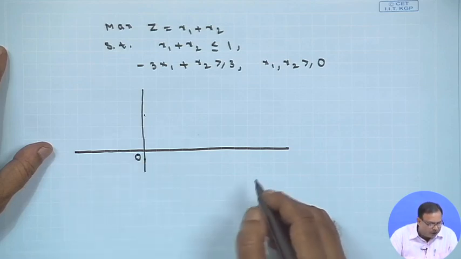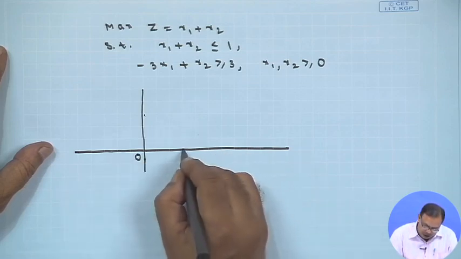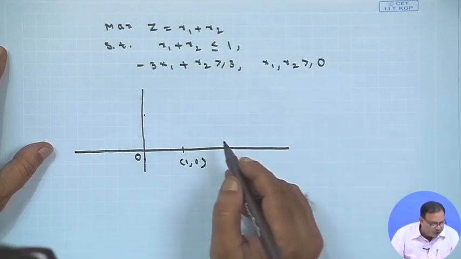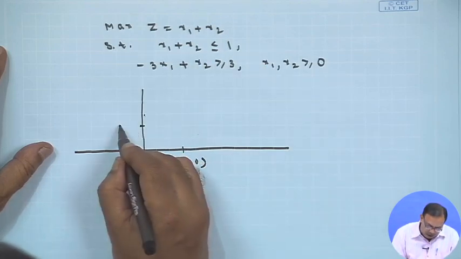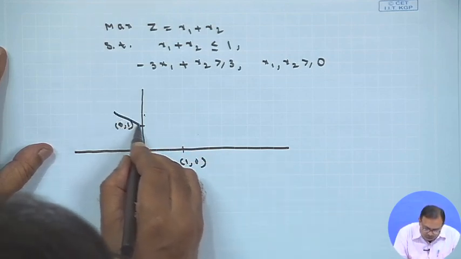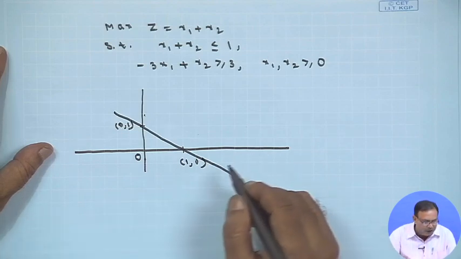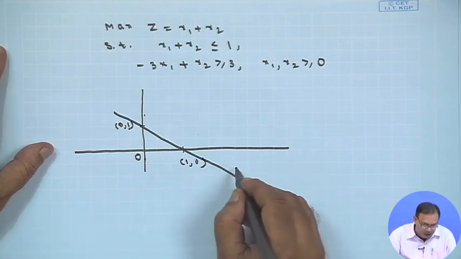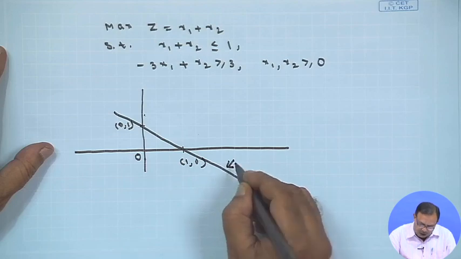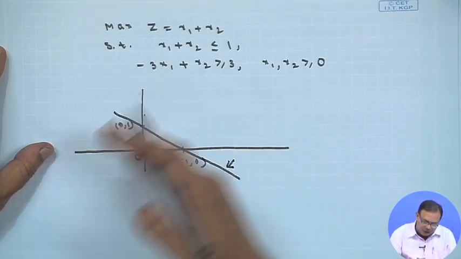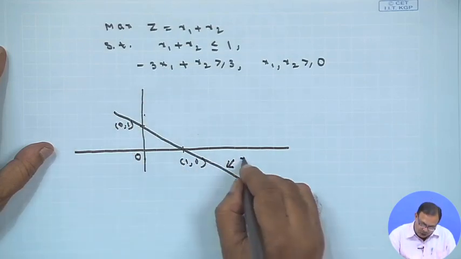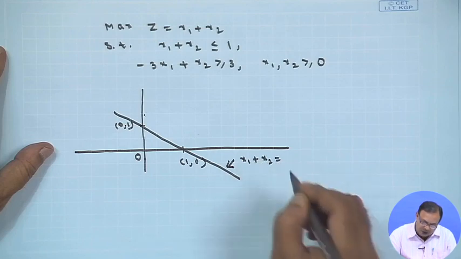So, this is the point (0, 0), there will be a point (1, 0) for the first one, there will be another point, that is (0, 1). So, you will get the line like this. So, effectively this is x1 plus x2 less than or equal to 1, that means its direction will be towards the left-hand side of this line, towards the downward side. So, x1 plus x2 equals 1.